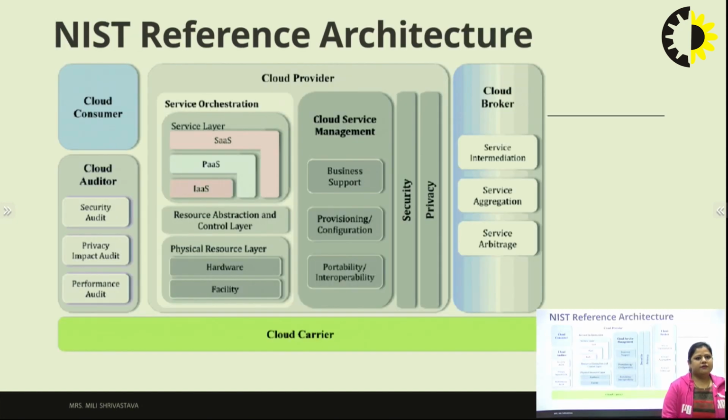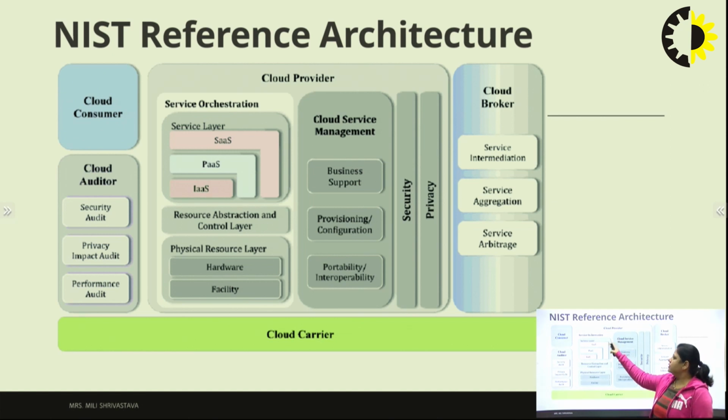This is the NIST reference architecture. With the help of this diagram, we can easily understand: this is cloud carrier, this is cloud consumer, cloud auditor, cloud provider. They can provide different types of services like software as a service, platform as a service and infrastructure as a service. Cloud service management, in this part of the feature, includes business support, provisioning, configuration, portability and interoperability. Next, this is a security layer and this is a privacy layer.